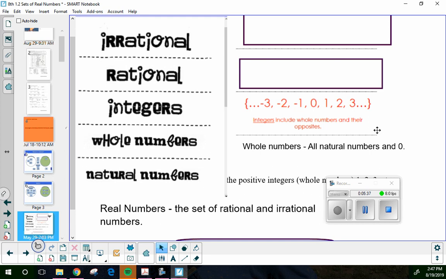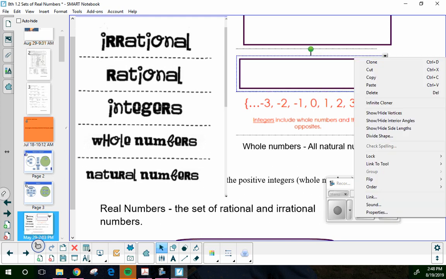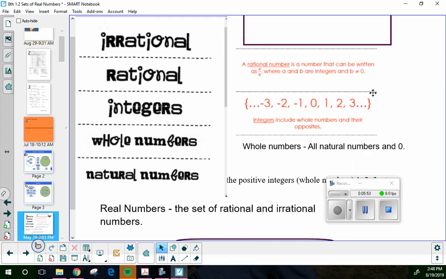And then I've saved the 2 that we've already done for last. Who in here can tell me what a rational number is? Any number that can be written as a fraction. Yes. Any number. And you don't even have to write all that. You can just say any number that can be written as a fraction. Any number that can be written as a fraction is a rational number.